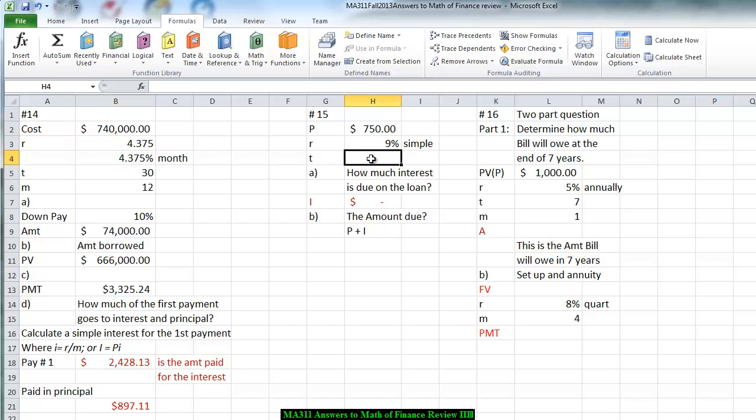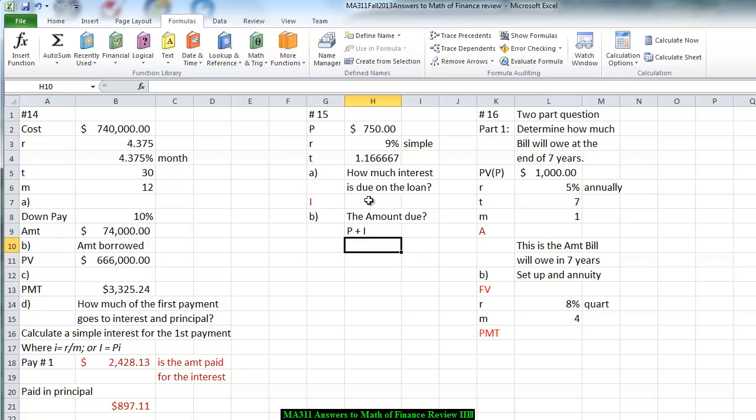Again, since we have 1 year and 2 months, we want to write this as a decimal number. So we have 1 year, which is 1, plus the 2 months. And since there are 12 months in a year, we're going to take 2 divided by 12. And that will tell us exactly how much we have to put in order to get the time. Now, part A says, what is the interest charged?